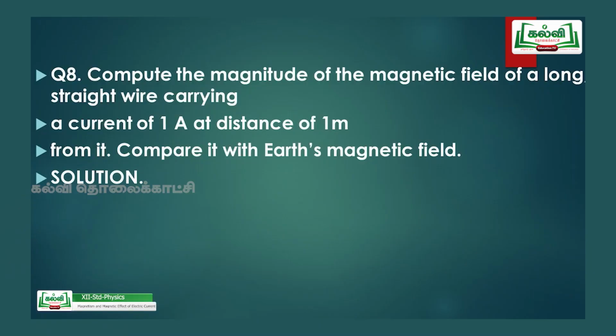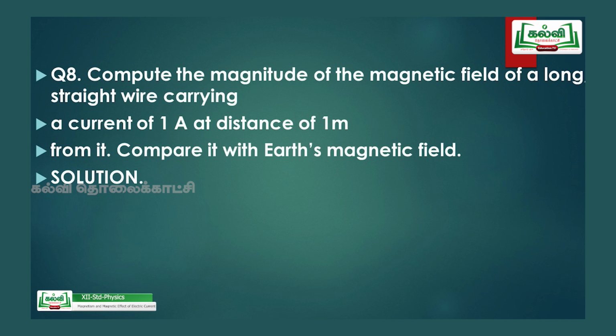Then the next question, compute the magnitude of the magnetic field of a long straight wire carrying a current of 1 ampere at a distance of 1 meter from it. Compare it with Earth's magnetic field. So, what is given? A straight long wire carrying a current of 1 ampere at a distance of 1 meter from it. So, now what is the formula?